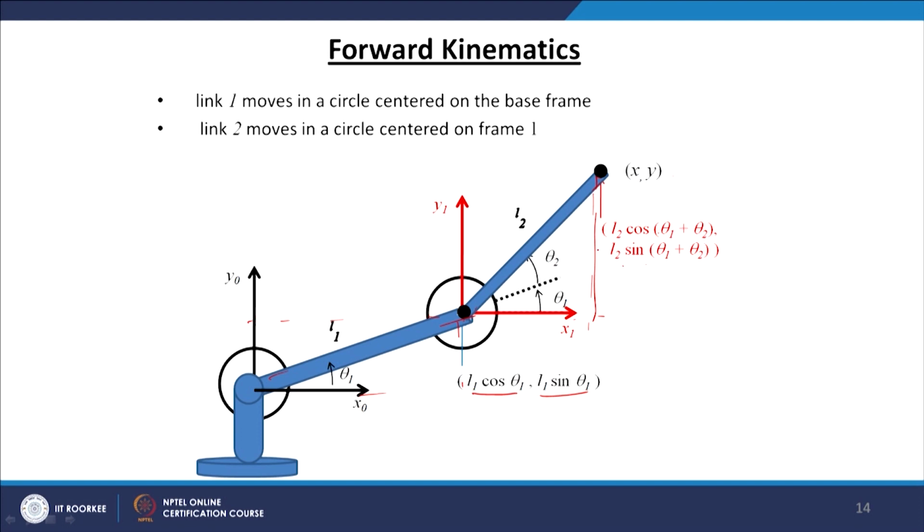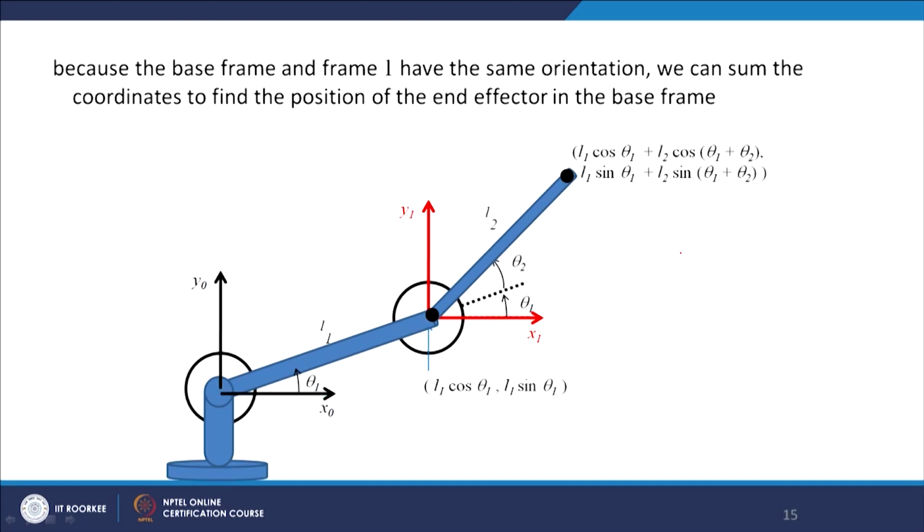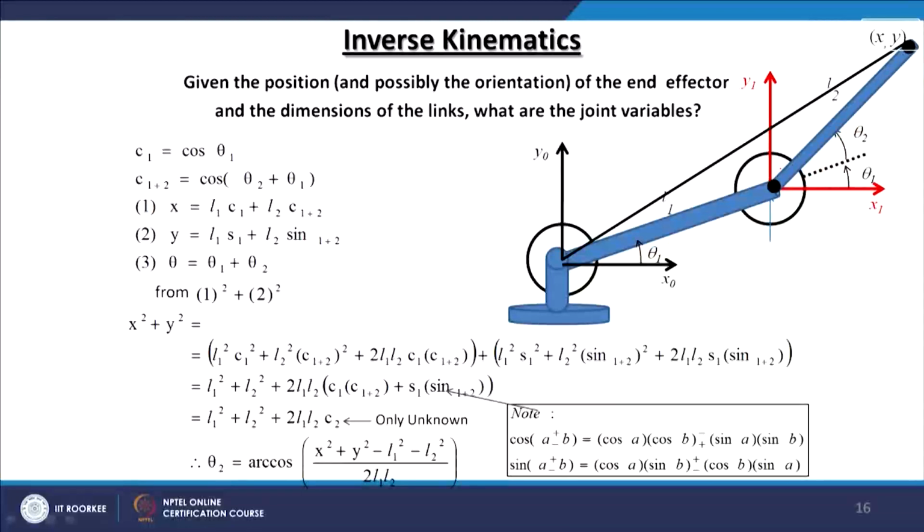Now, with respect to the origin O, the x coordinate is L1 cos theta 1 plus L2 cos of theta 1 plus theta 2. Similarly, the total height from the origin is L1 sin theta 1 plus L2 sin of theta 1 plus theta 2. So, that is shown here. With respect to the origin O, the x y coordinates are given by these two formulas, which is called the direct kinematics equation.